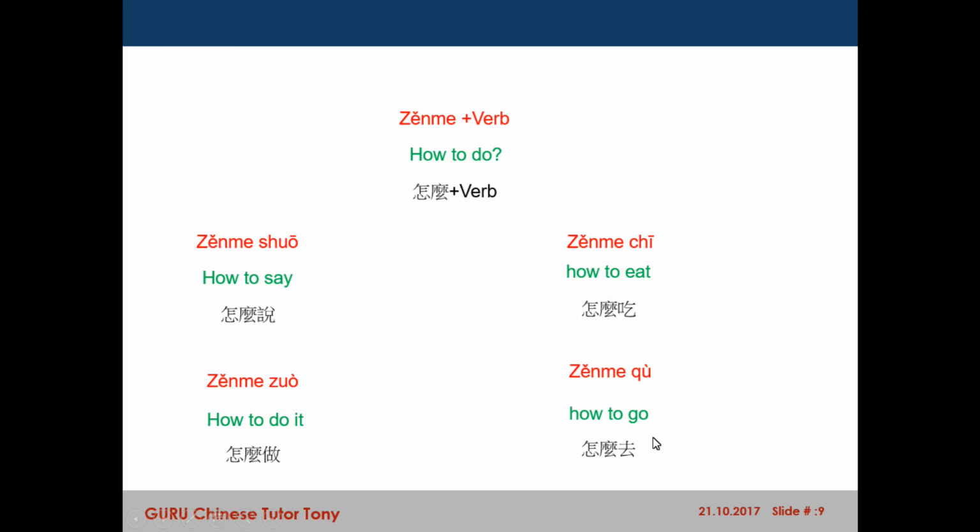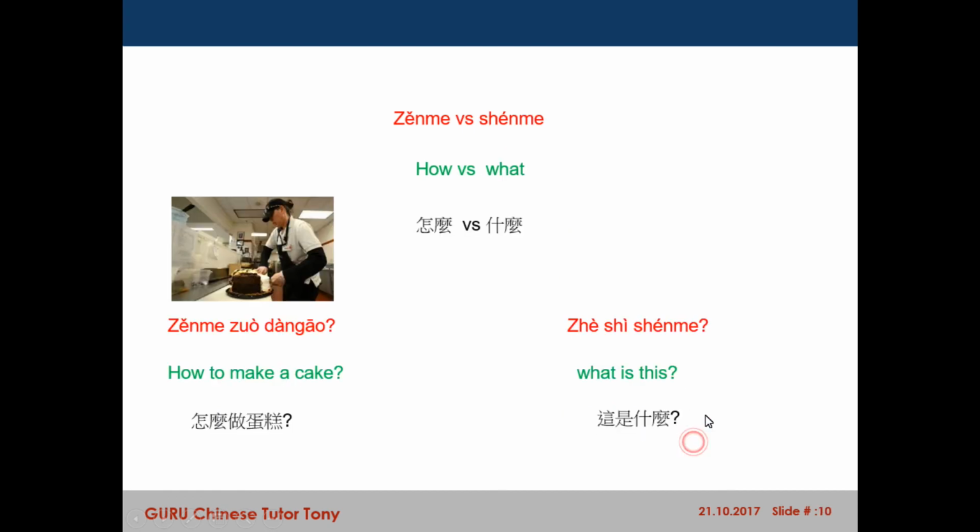怎么去, how to go. Oh, this one is also useful. You can ask someone how to go somewhere. For example, 怎么去 train station, how to go to the train station.